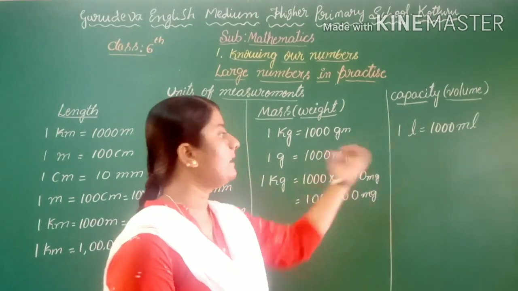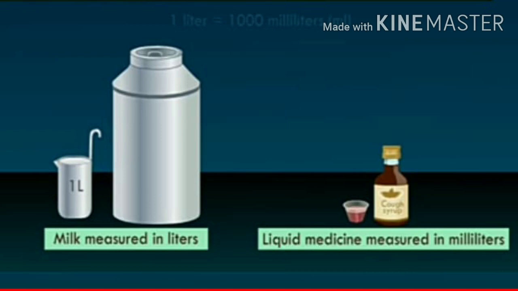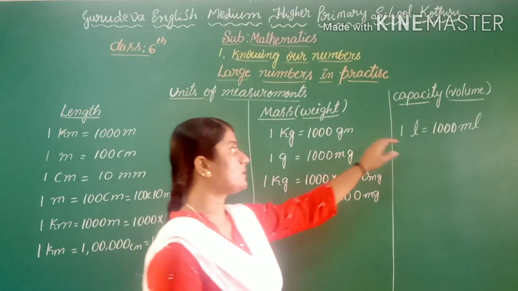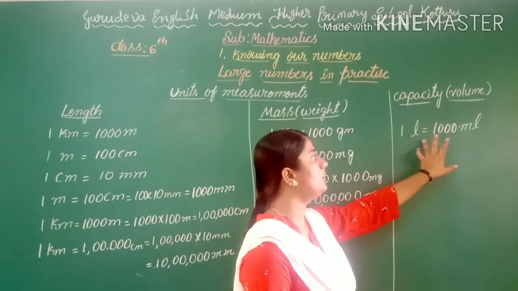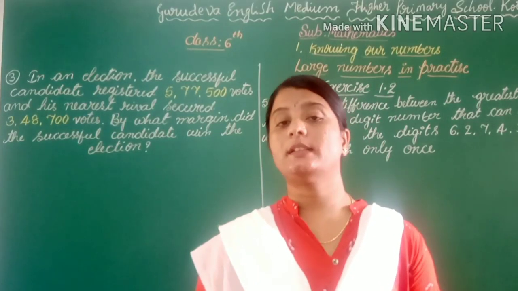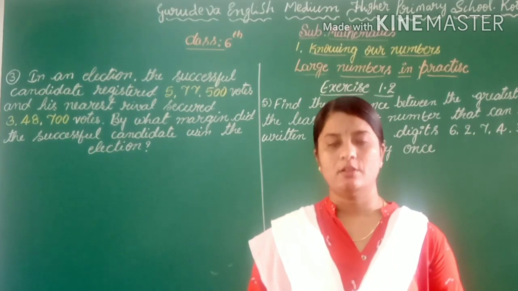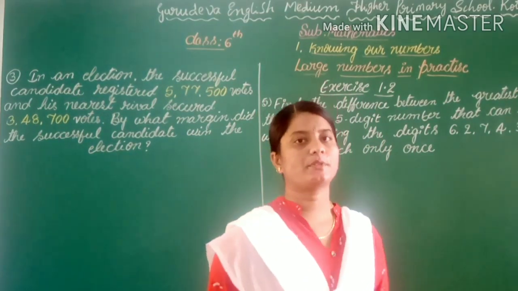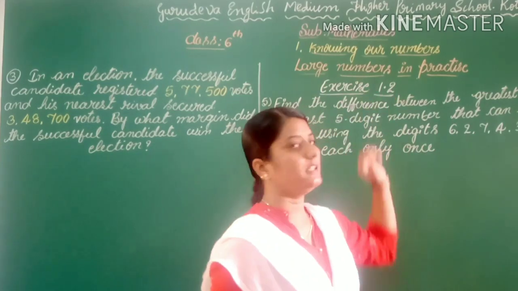Then capacity and volume. We buy milk in liters, whereas liquid medicines, etc., are measured in milliliters. The relation is 1 liter is equal to 1000 milliliters. Here, kilo shows 1000 times greater, 1 milli shows 1000 times smaller, and 1 centi shows 100 times smaller. We have done a lot of problems on addition, subtraction, multiplication and division. Now we are going to solve problems on the basis of large numbers in practice.